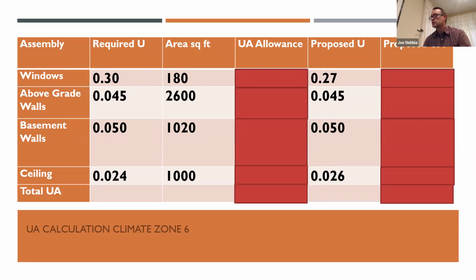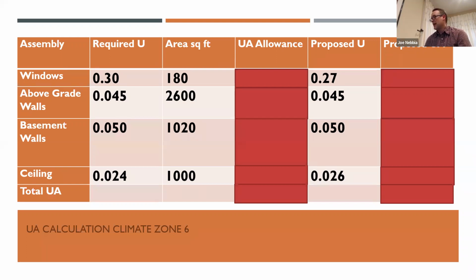Even though a software is most often going to do it for you, I do want to show you how it works, because I have gotten a lot of questions on code hotlines that I've operated where people will say, I don't know how to calculate my UA. I can't figure out the software. How do I know if I'm compliant? And this is generally how it works. So I've got an example here for Climate Zone 6. And what we're going to do is compare the required U value, and we're going to multiply that times our area for each assembly to get our allowed UA or UA allowance for the building.